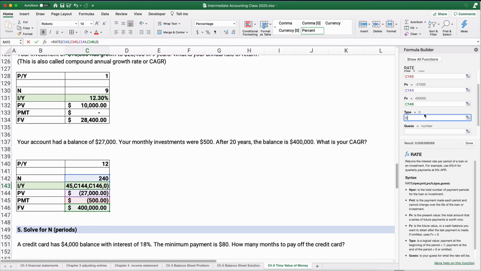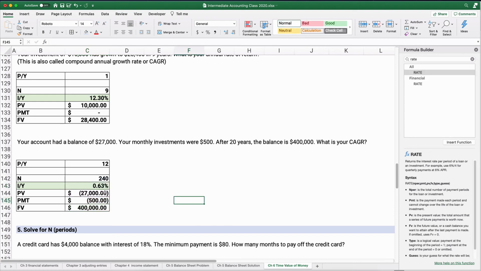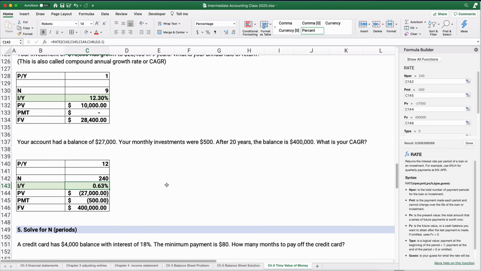Payments happen at the end of the period, so that's a 0. And we'll guess, let's just guess 10%. All right, the answer comes out to be 0.63. Now, does that sound correct? What we have received is a monthly interest rate. We received about 0.6% per month.